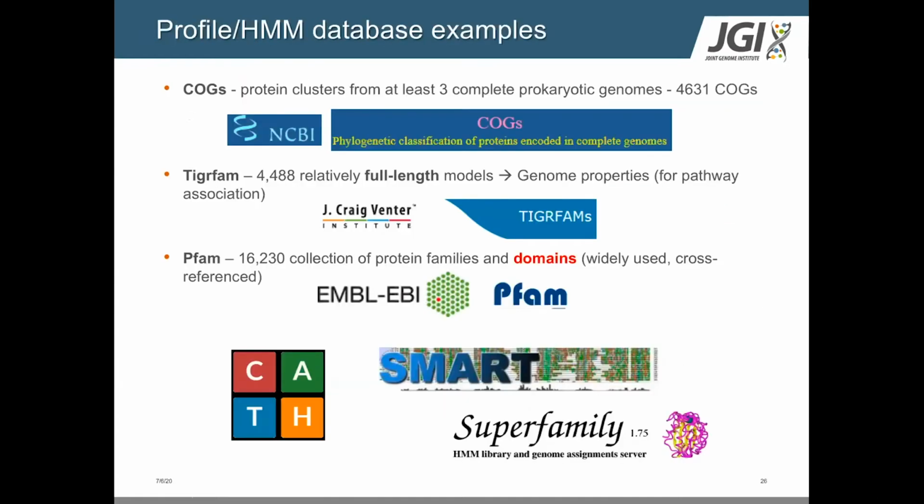And so again, there are many different databases that are established and updated out there. Here are some examples in addition to the ones you heard about in the context of RAM. Within IMG, we perform HMM searches against NCBI's COGs database, the TIGRFAM database, the Pfam database, and more recently, we've added CATH FunFam, SMART, and SUPERFAMILY databases.